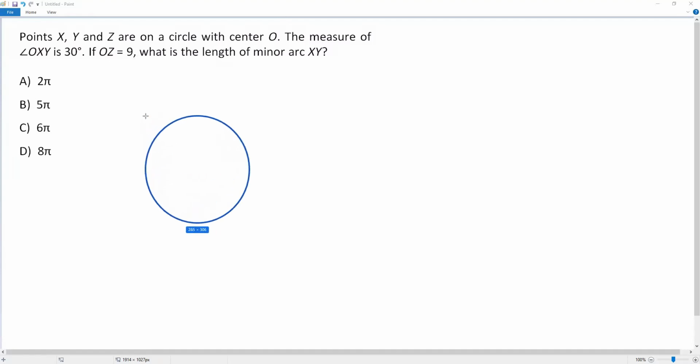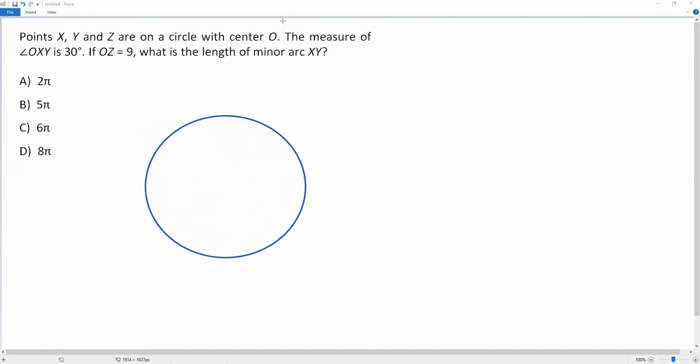First, let me draw a circle over here. And the center of the circle is O. Let me mark the center O over here. And now we can take these 3 points X, Y, and Z on the circle. Here we can take the point X, and here we can take the point Y, and here we can take the point Z. Now let me draw 3 line segments, OX, OY, and OZ.